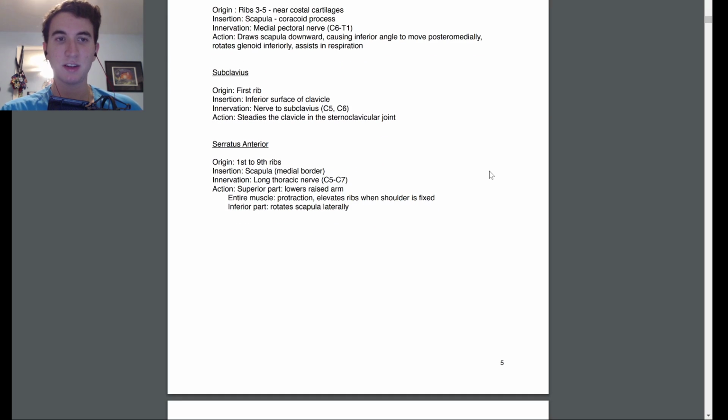Then we have serratus anterior. It originates from the first to the 6th rib. That's where it comes from. It inserts at the scapula, the medial border. What innervates it is the long thoracic nerve from C5 through C7, and the actions, each part does different ones. So the superior part of serratus anterior lowers a raised arm, so when your arm's up, you'll be able to lower it with control. The entire muscle causes protraction and elevates the ribs when the shoulder is fixed, and the inferior part rotates the scapula laterally.